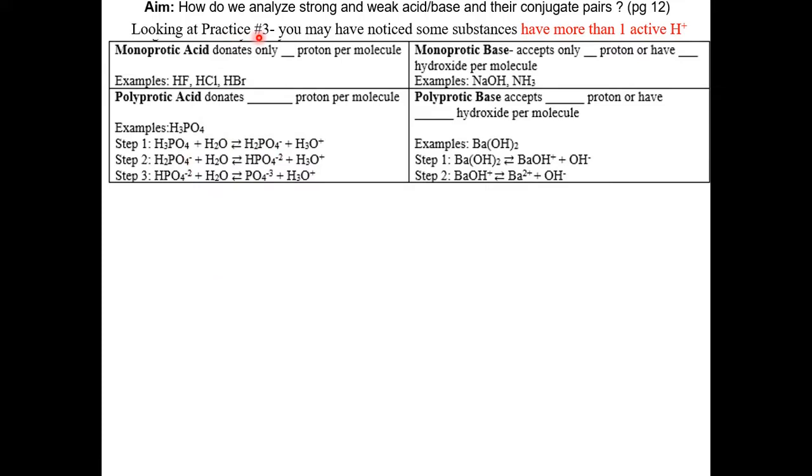When looking at practice number 3, you may have noticed that some substances can donate or accept more than one hydrogen ion. So let's analyze the difference between monoprotic and polyprotic. Mono means one, protic is referring to proton or H+ ions. So a monoprotic acid can only donate one proton per molecule. Here are some examples. They are binary acids.